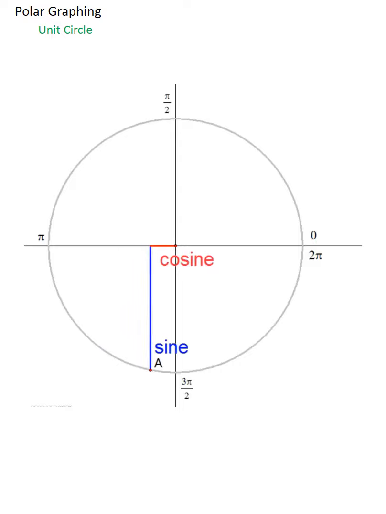When the radian measure reaches 3 pi over 2, we can see that the cosine value is 0 and that the sine value is negative 1. And when our radian reaches 2 pi, which is coterminal with 0, we can see that the cosine value is 1 and the sine value is 0.